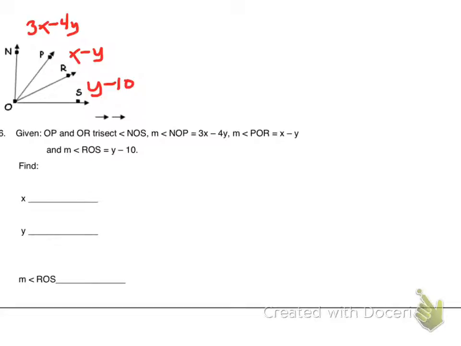All right, so let me show you how to do problem number 6. I want to remind you of some of your geometry terminology. The word trisect means that all these angles here are congruent.